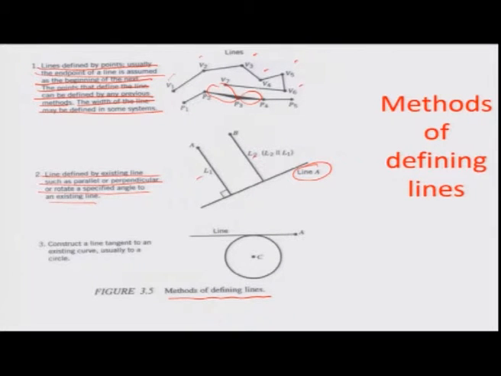You can also construct a line tangent to an existing curve, usually a circle. For example, there is a circle C in space and then a line comes up by virtue of being tangent to that circle at a certain point. So, these are some of the ways of defining lines.